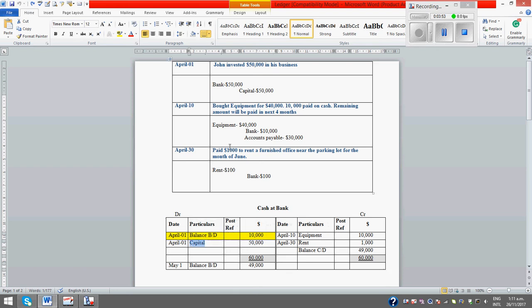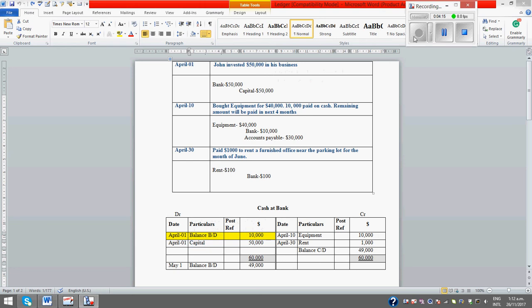So I'm repeating again. If you see bank as debit, then you put the figure under debit, which is 50,000. And then you look for the opposite entry, which is capital. Then you just write the name of the account, which is capital.